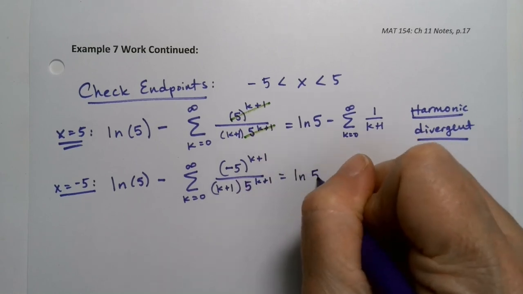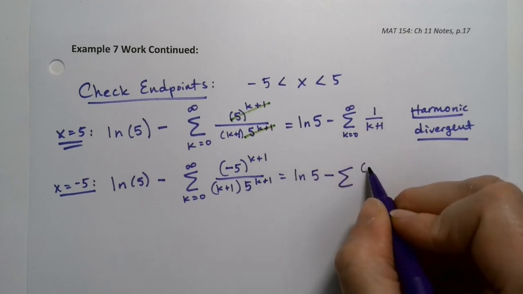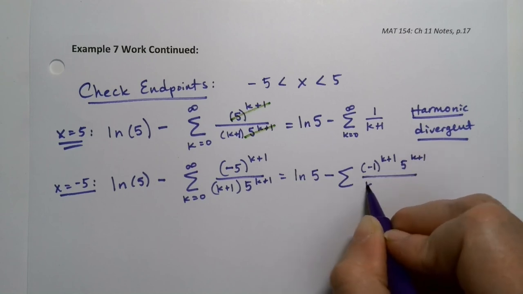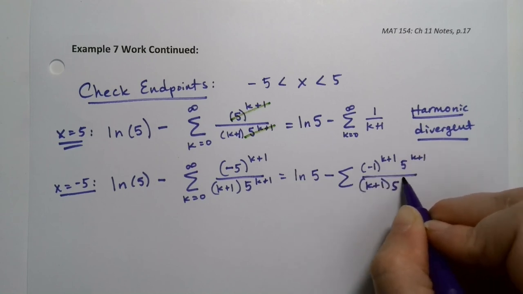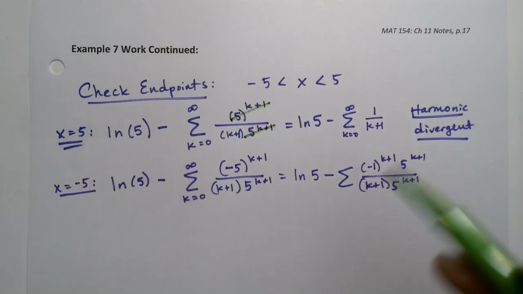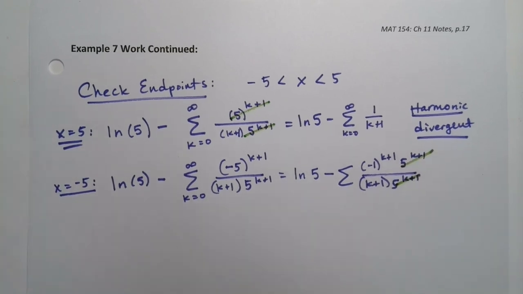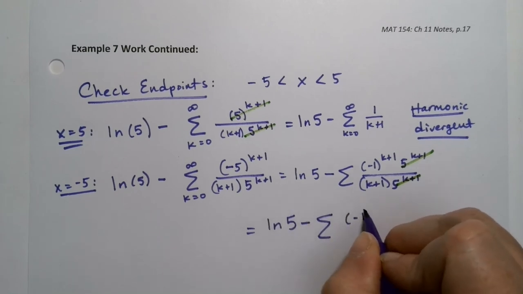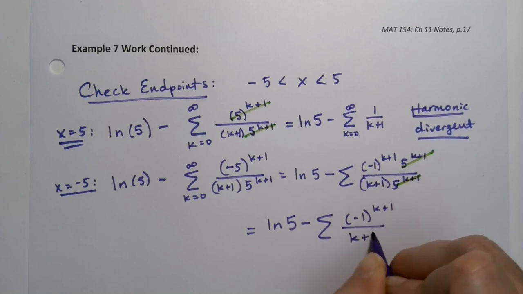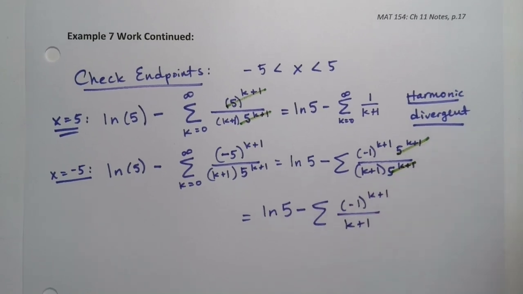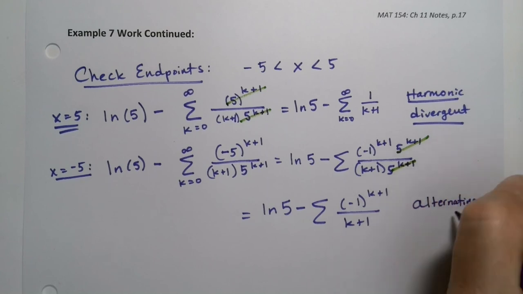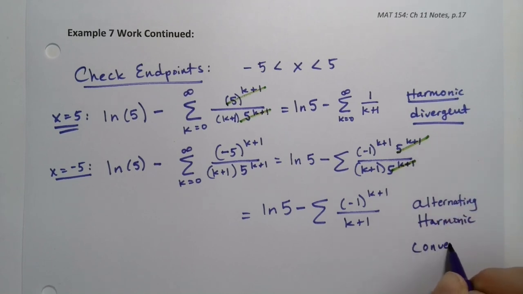Well, that's the natural log of 5 minus, and I can break this out. That's negative 1 to the k plus 1 times 5 to the k plus 1 over k plus 1 times 5 to the k plus 1. The 5 to the k plus 1s are going to cancel, and that leaves you the natural log of 5 minus negative 1 to the k plus 1 over k plus 1. That's the convergent alternating harmonic. So this is alternating harmonic. So it's convergent.